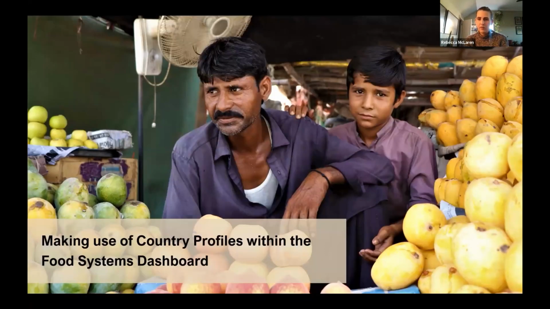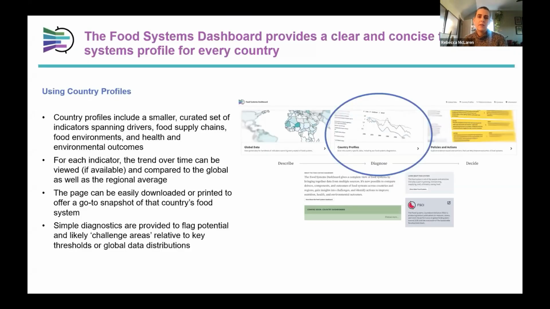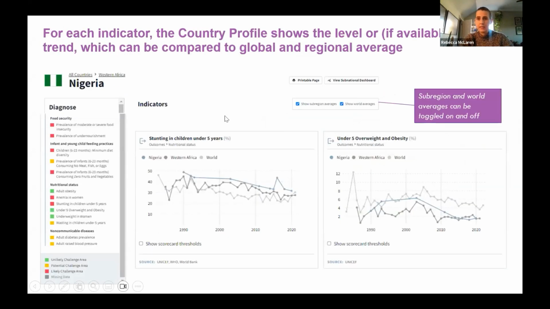Now looking quickly at the country profiles, which are available on the dashboard, these have a smaller number of indicators, around 50, that have been selected by the Food Systems Dashboard team. These allow you to compare with regional and global averages and view the diagnostics, and this page can be easily downloaded or printed. And when available, there is a subnational country dashboard, as is the case for Nigeria, which we'll show you later in this presentation. So here you can see how you can make comparisons with the regional value and the global value, looking at the country profile and comparing with West Africa and the world.